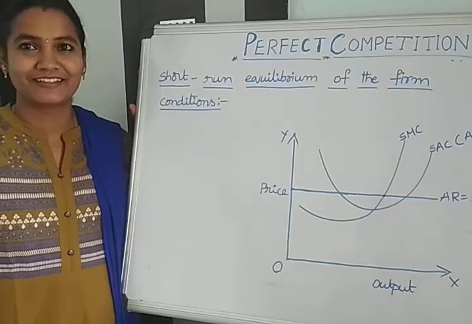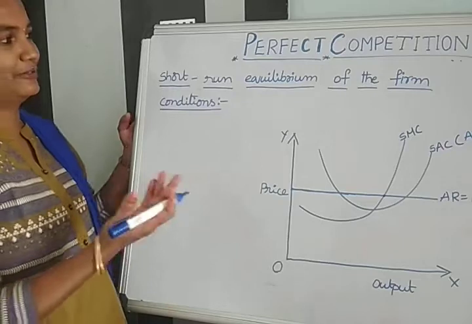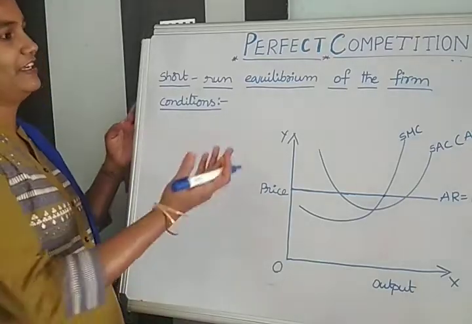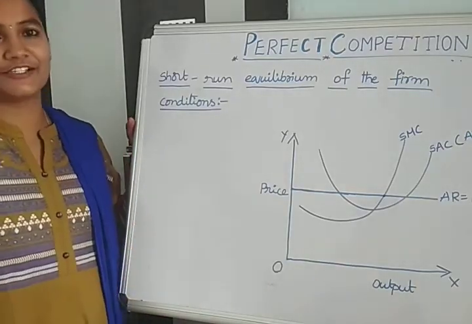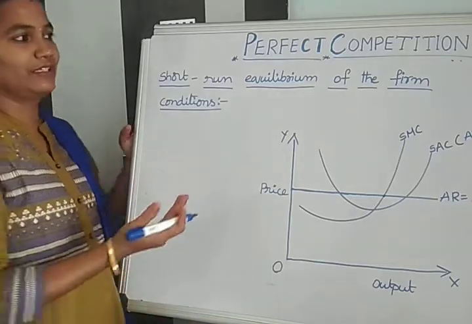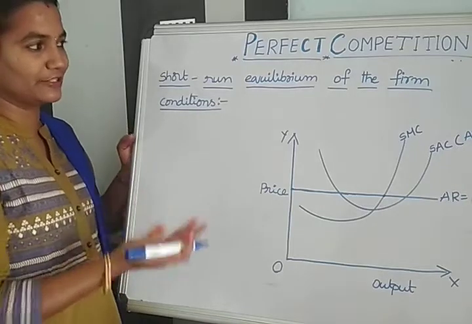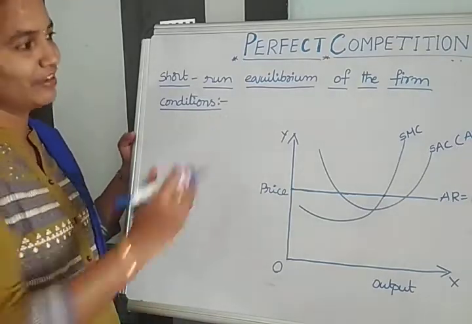Students, in the last videos we already started perfect competition, and the equilibrium of the firm is also completed. In the equilibrium of the firm, we decided the price and output through showing the equilibrium of the firm.